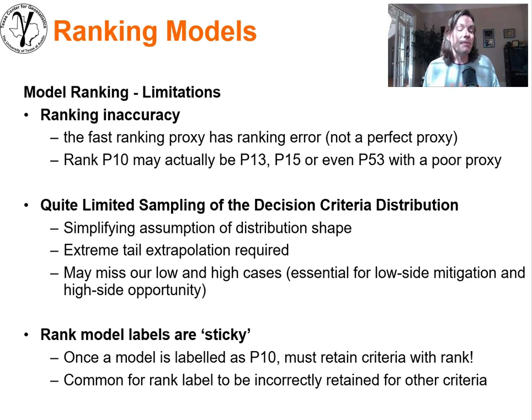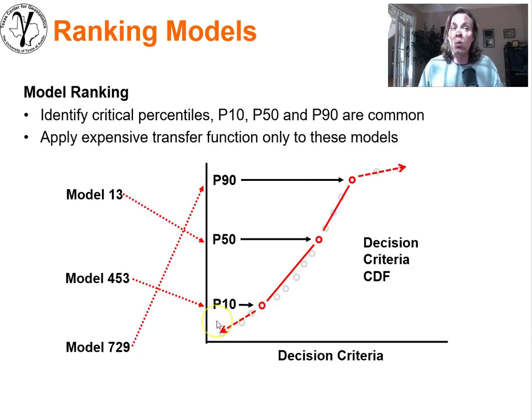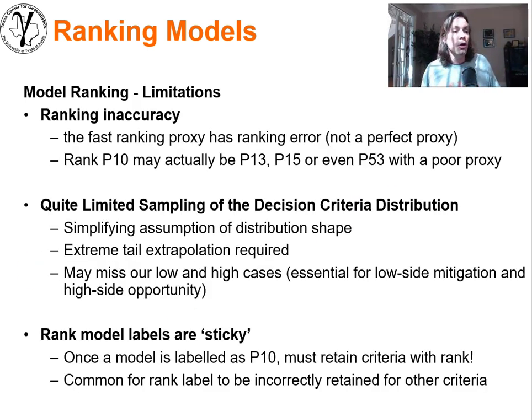There may be extreme tail extrapolation. If you just have the P10, you've got to decide what's the low absolute minimum case. In many projects, those tails are important. That's the low side risk. That's the upside potential. And we want to understand those too. You may miss out on those low and high side cases.